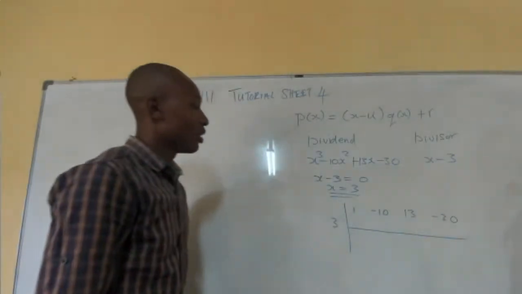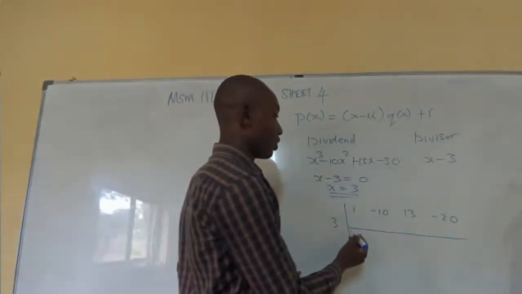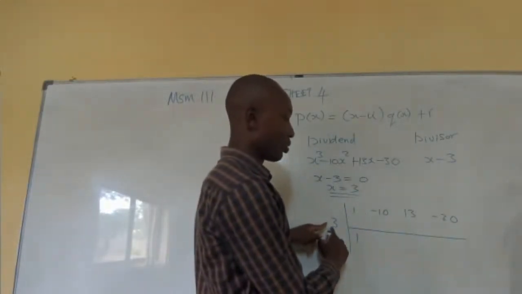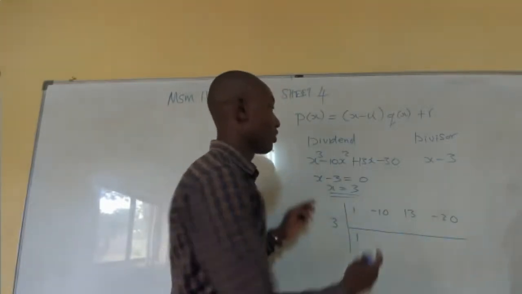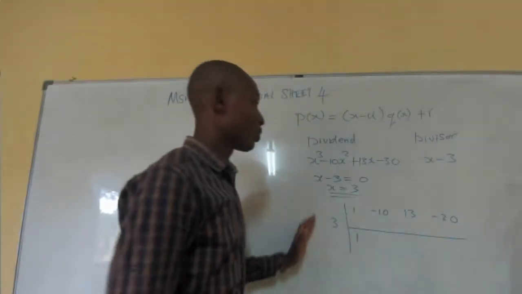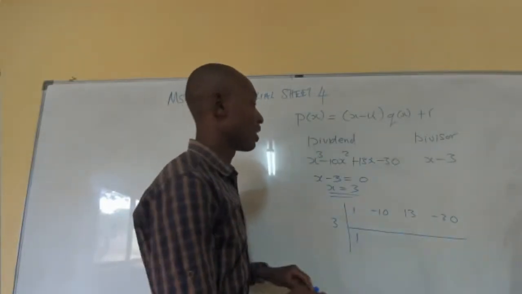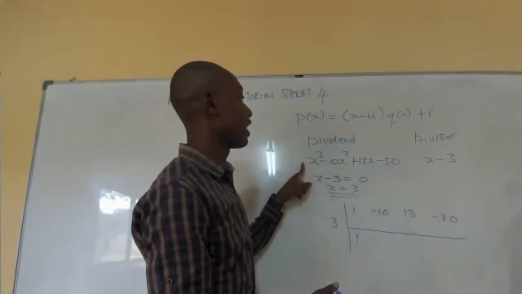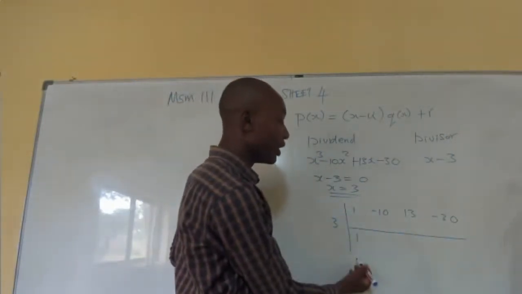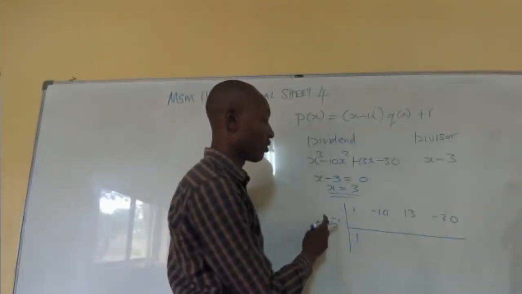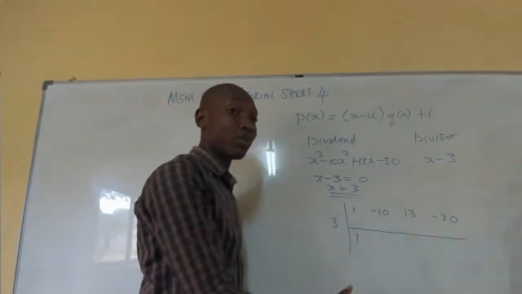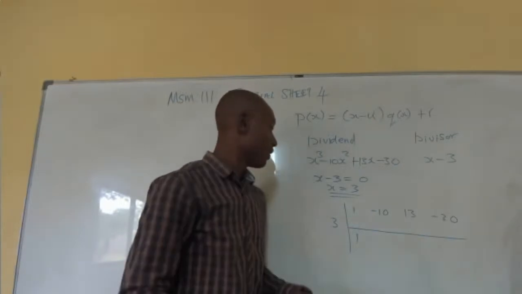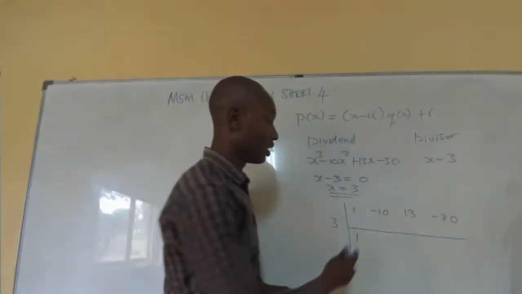The first thing we're going to do now is rewrite this 1 here. Then we're going to ask what is 3 times 1. Every time you have a synthetic division question, this is what we do. You always need to ensure that the first coefficient, the coefficient of the highest powered variable, is rewritten under here. So we have multiplication and we are going to have addition.